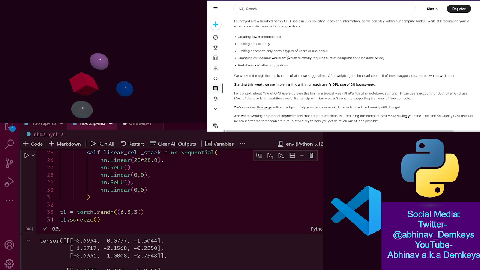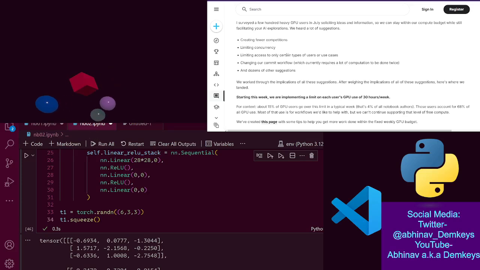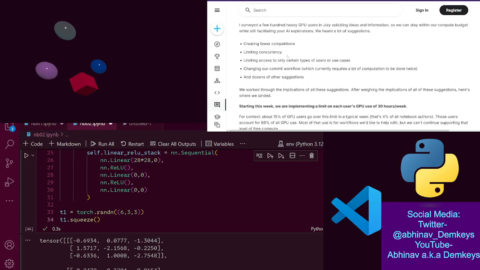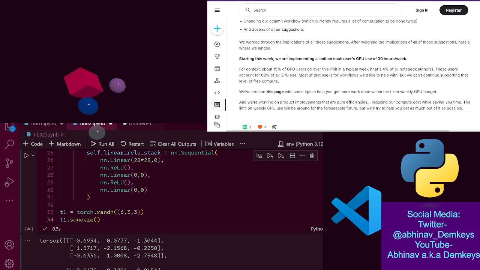We heard a lot of suggestions. Create fewer competitions, limiting concurrency, limiting access to only certain types of users or use cases, changing our commit workflow, which currently requires a lot of computation to be done twice, and dozens of other suggestions. We worked through the implications of all these. Give me a second, let me zoom in because it's a little hard to read. Did that zoom in? I think that zoomed in. Okay. We worked through the implications of all these suggestions. After weighing the implications, here's where we landed.